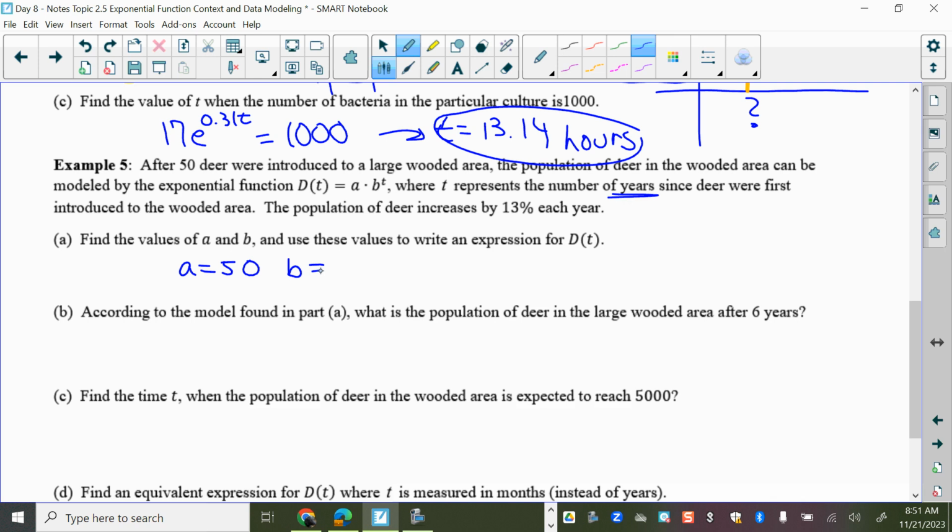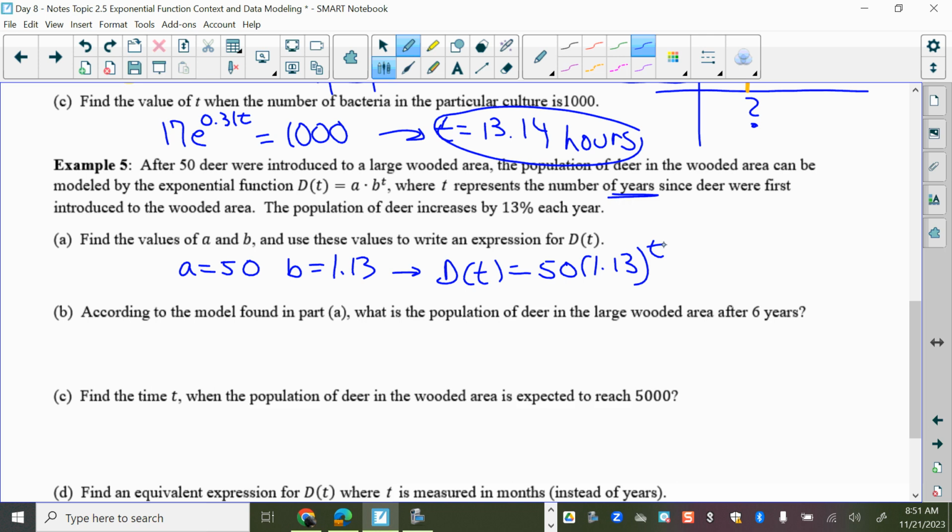So what's 113% as a decimal? 1.13. It should be growth. It should be over 1, right? So my B value is 1.13. Because the 1 makes you stay the same, and the 0.13 lets you grow a little bit. Okay? So every year you're growing by 13%. That's what this says. All right, so let's go ahead and write it. D of T equals 50, 1.13 to the T.